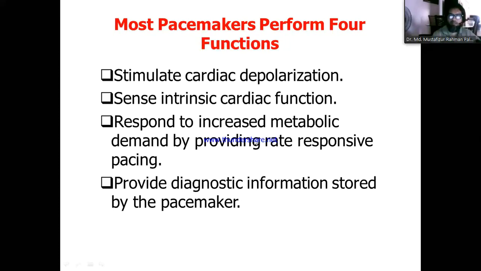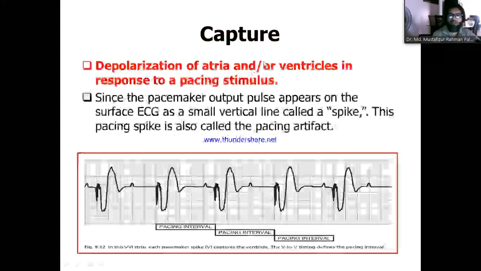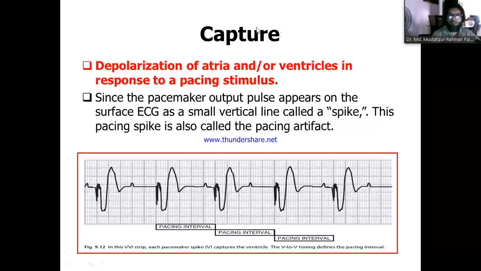What is the problem? What problem occurred? The basic mechanism, everything we can understand by the stored information. Let us see the functions one by one. So depolarization, one of its names is the capture. The depolarization of the atria and or the ventricles in response to a pacing stimulus. If we give the stimulus and the depolarization occurs, this is known as the capture.